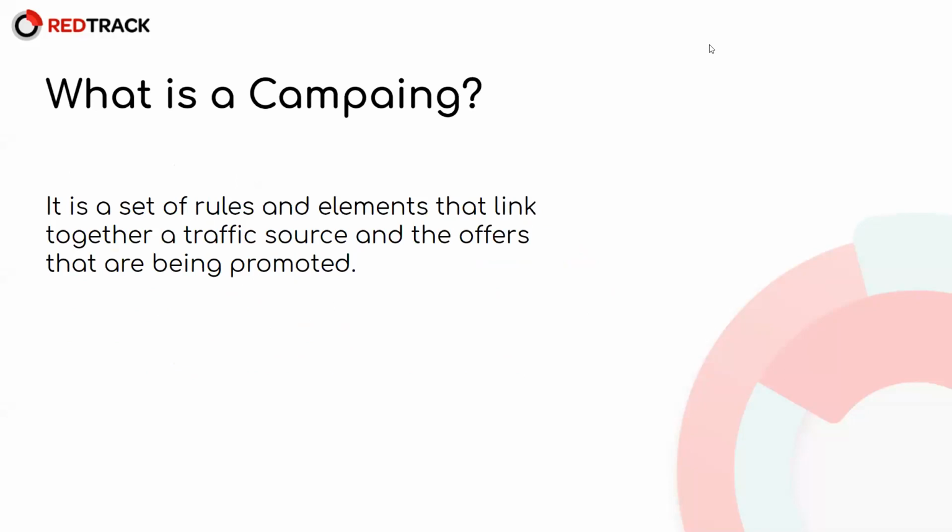So what is a campaign? It is a set of rules and elements that link together traffic source and the offers that are being promoted. The main purpose of creating a campaign is to create and get the final link you'll send the traffic to. This link unites all your elements, your affiliate network offer, your traffic source, landing page if you're using one, and automates the process of tracking and redirects. So within a campaign, you can set different rules, filters, weights, so the traffic is distributed the way you need it among your landers and offers.